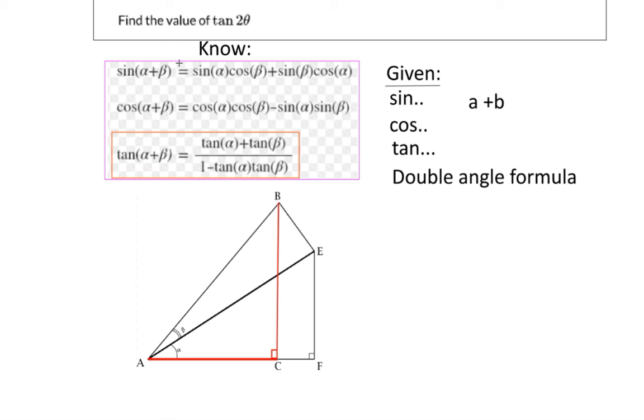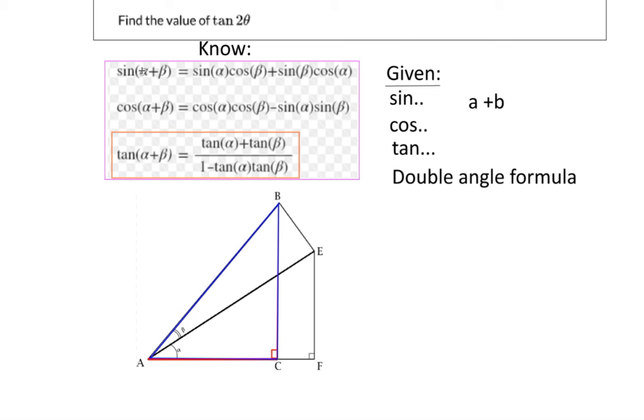Now, if you're dealing with sine alpha plus beta, then you're looking at the triangle in terms of this opposite and this hypotenuse, because sine theta is opposite over hypotenuse. If you're dealing with cos, you're looking at AC, the adjacent relative to the hypotenuse. But if you're looking at tan, you're looking at the opposite, the line there, and the adjacent line there. You're looking at the ratio of this BC relative to AC.